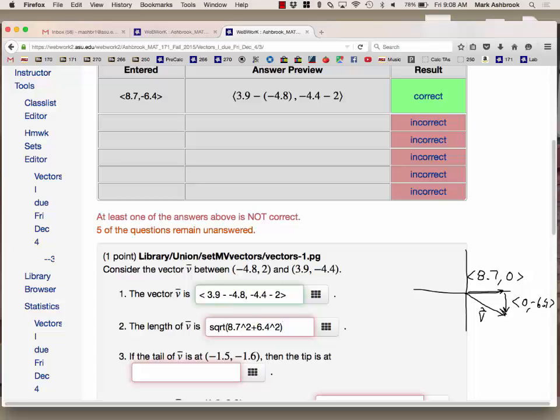Okay, so now if the tail of v is at negative 1.5, negative 1.6, then the tip is at... So we just got to think through this. This is easy, as long as we understand what the vector represents. So negative 1.5, negative 1.6 is the point where we're going to put the tail. And then from there it's going to be over 8.7, and down 6.4.